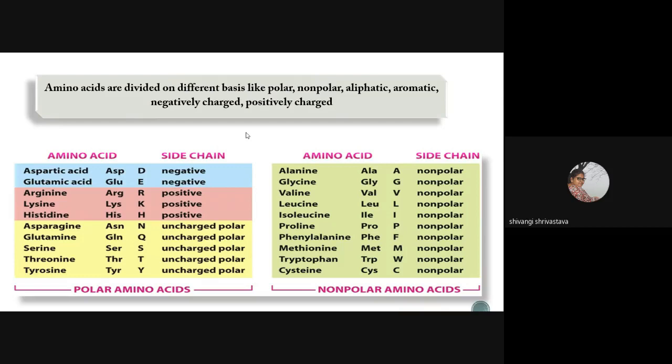What is the difference between polar and non-polar? Polar compounds are those which form a hydrogen bond with the water molecule, and that is also known as hydrophilic. But non-polar ones are not interested in forming hydrogen bonds with water. So they are hydrophobic and non-polar.